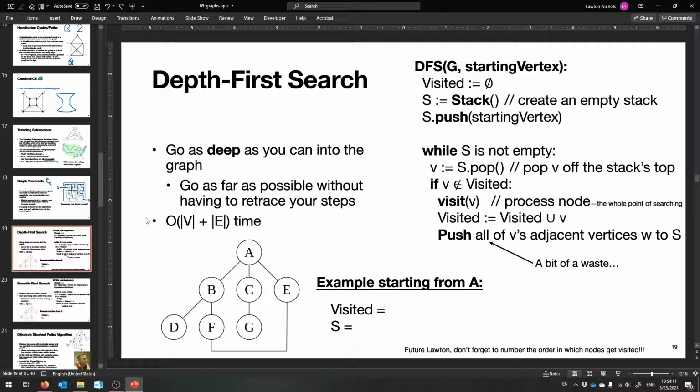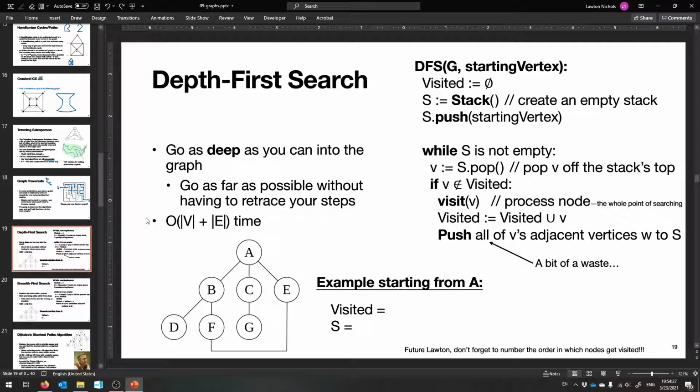If there's more vertices than edges, then V is going to win out in this addition, or if there's more edges than vertices, then E is going to win out in this addition. So usually it's E, but we say V plus E just to be cool and cover all our bases.